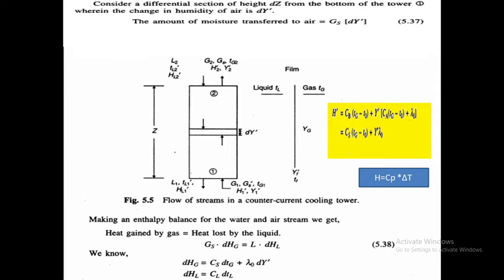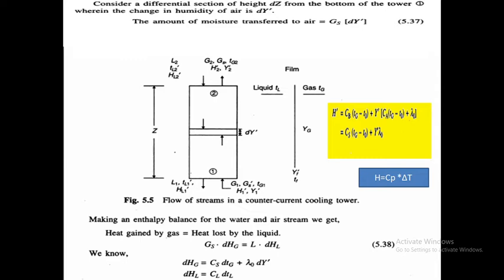Okay. So finally the enthalpy balance for our system: heat gained by the gas is equal to heat lost by the liquid. So GS into dHg is equal to L into dHl. This is equation number 5.38. Are you clear? Okay. So we know the enthalpy expression. Enthalpy is one of the important terminologies used in humidification. Here the yellow color box on the right side indicates the enthalpy relation. This relation is taken from the important terminologies used in humidification.